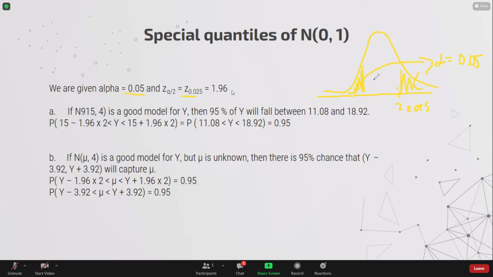And what does it mean? It means that 95% of our outcomes are in that interval, here in the middle. This whole part is 95% of our outcomes.